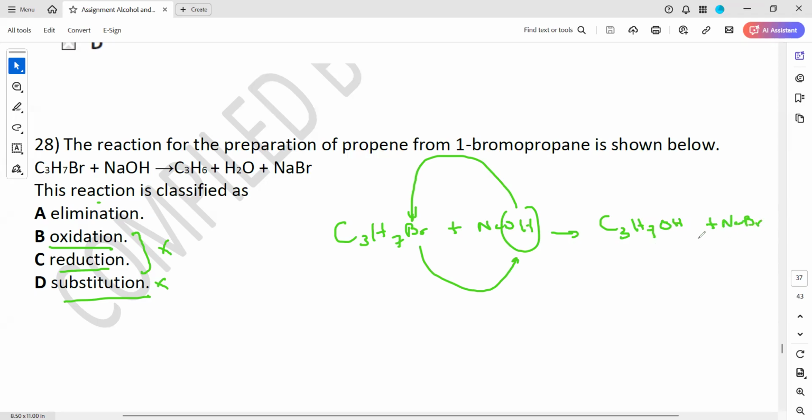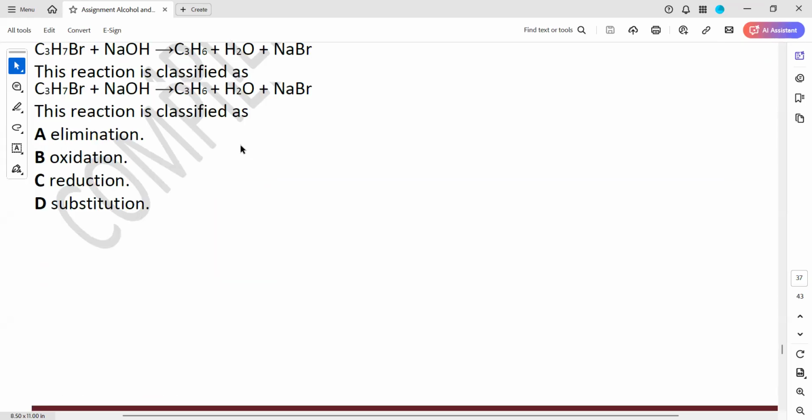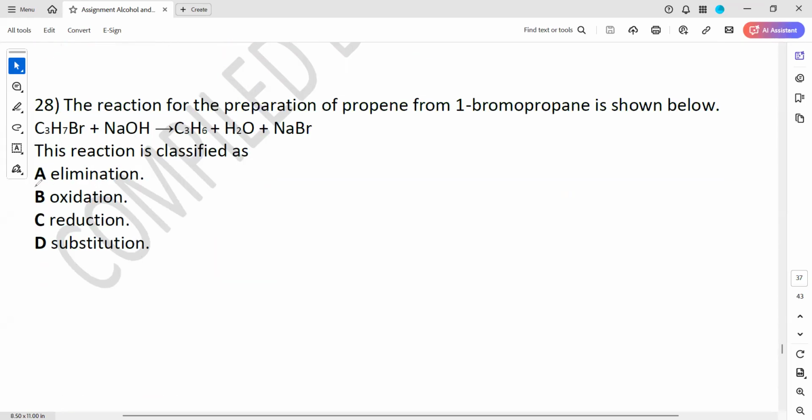We count it as a substitution when an atom or a group of atoms replaces another atom or group. So this is the elimination reaction. The term elimination is used when alkenes are formed by giving out a small molecule. So that's why A will be the right answer.